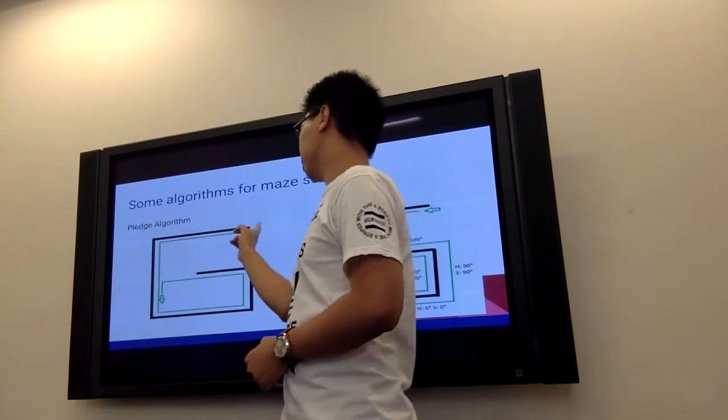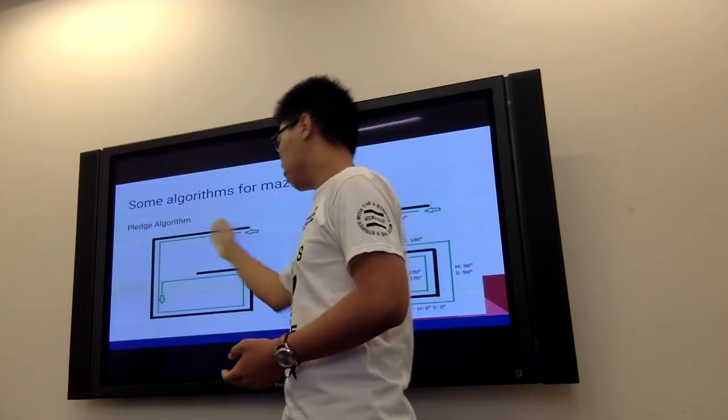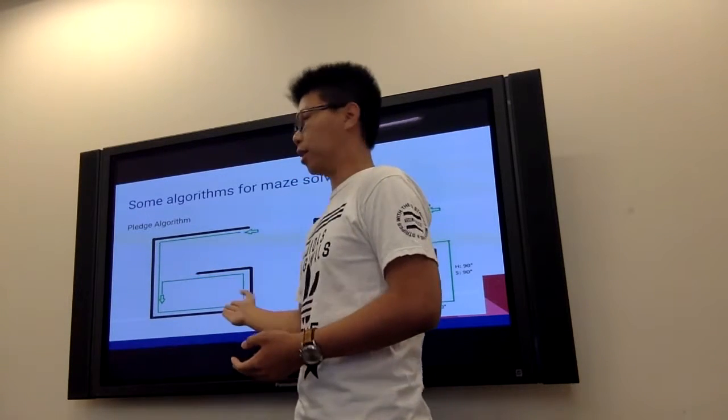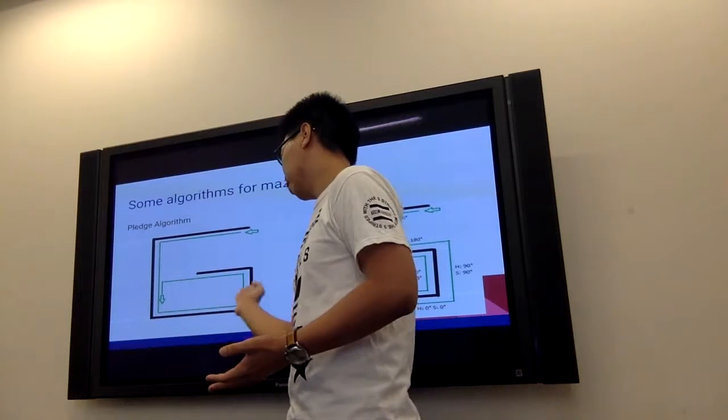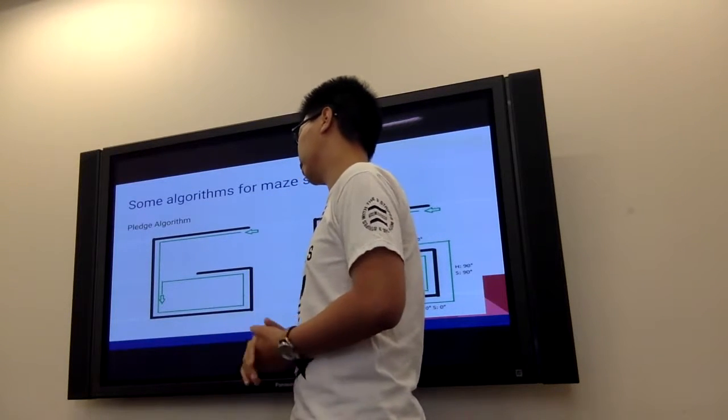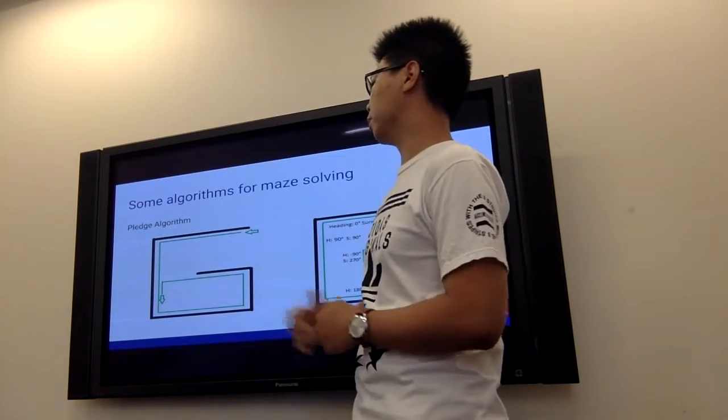So here the agent travels from the start, and this is the left-hand rule, and when it goes like this, it gets trapped here because it just keeps turning left, and it's never going to find an exit. And one way to solve this problem is to use the Pledge algorithm.